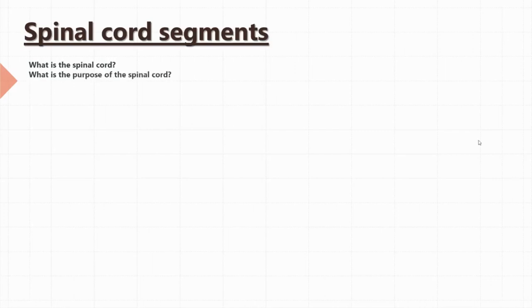Next, what is the purpose of the spinal cord? Another very basic question. The main purpose of the spinal cord is to carry nerve signals throughout the body. These nerve messages have three crucial functions.